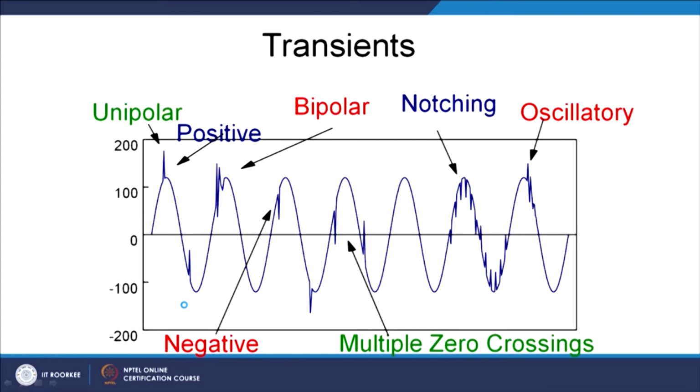So, this is unipolar positive, the spikes do not come here, and this one is negative and this one is bipolar.